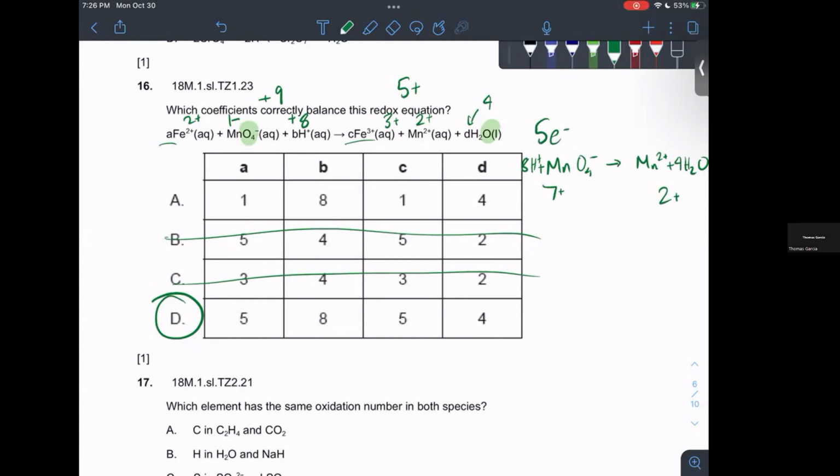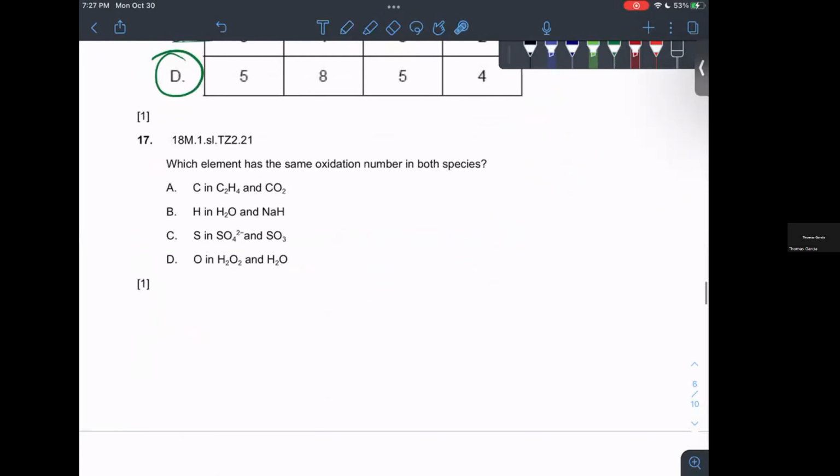This 5 right here is what's actually going to influence the charge on the iron. As we balance our half reactions, we multiply by the electrons of the other reaction. So it's going to be D5. Which element has the same oxidation number in both species?